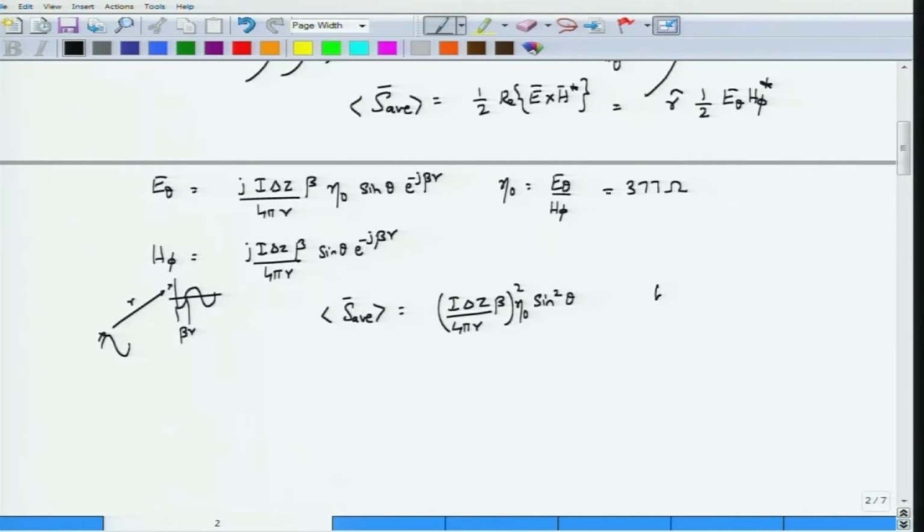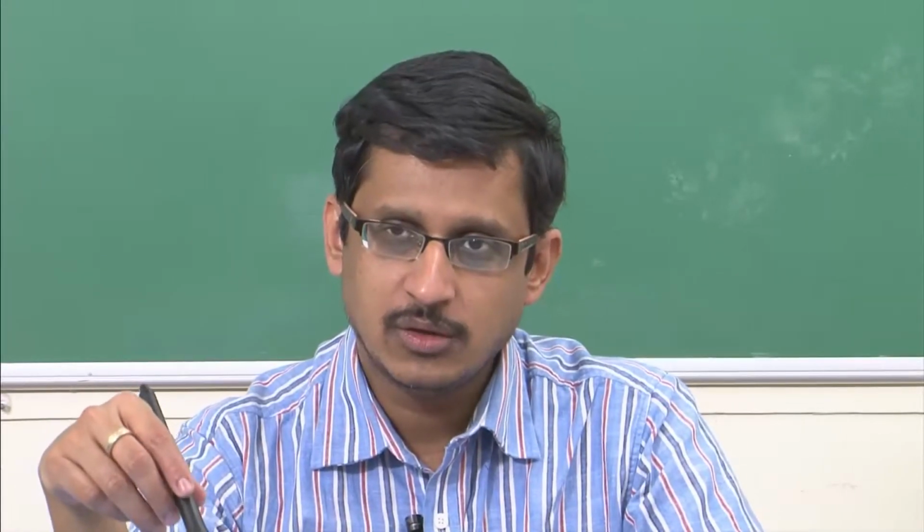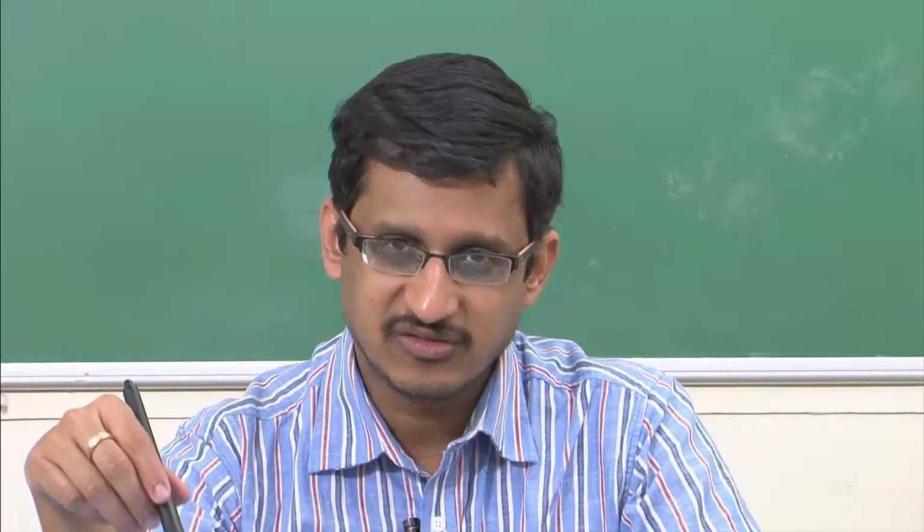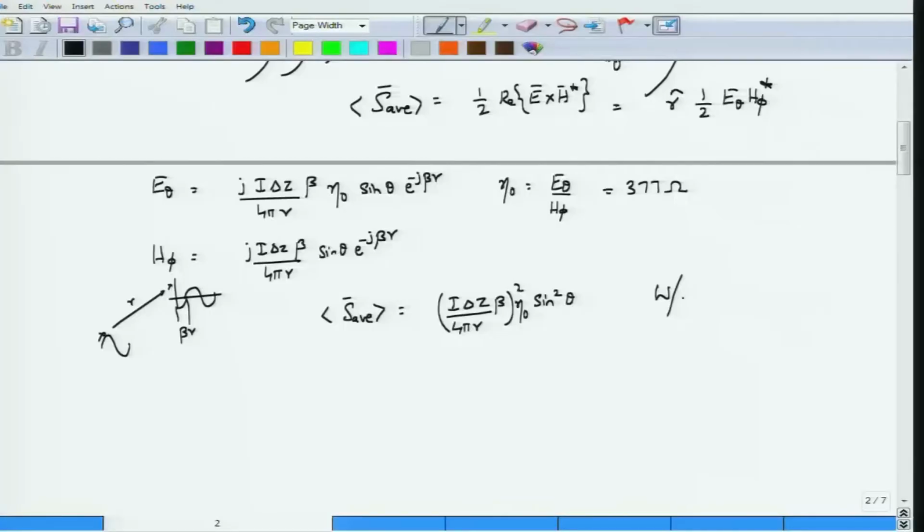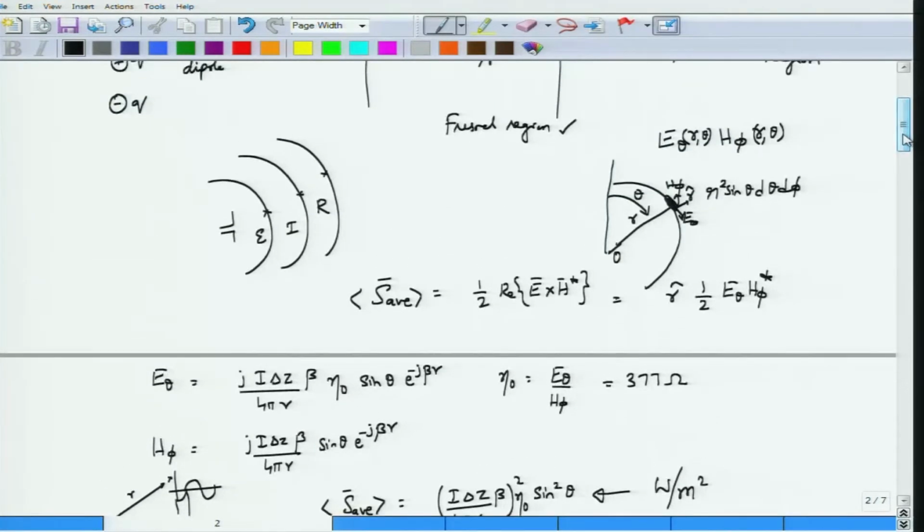Well, power is measured in watts, and you are looking at the Poynting vector, which is supposed to measure power per unit area. Electric field is volt per meter, magnetic field is ampere, or current, per meter. So V into I would be the power, and power per meter square is what the average power density vector is. So W per meter square is the units for power density.